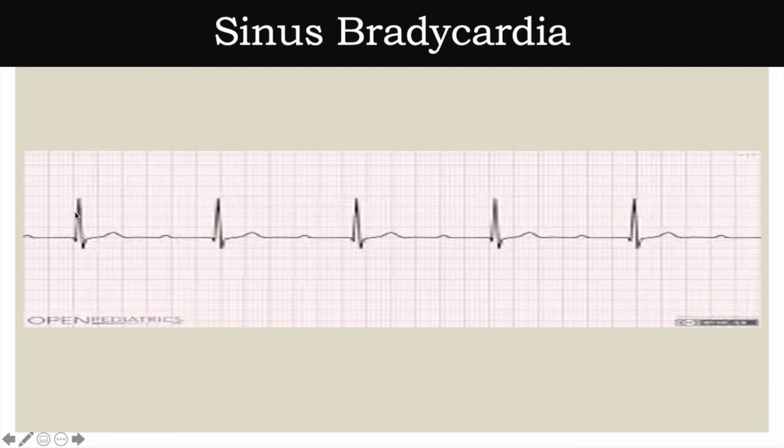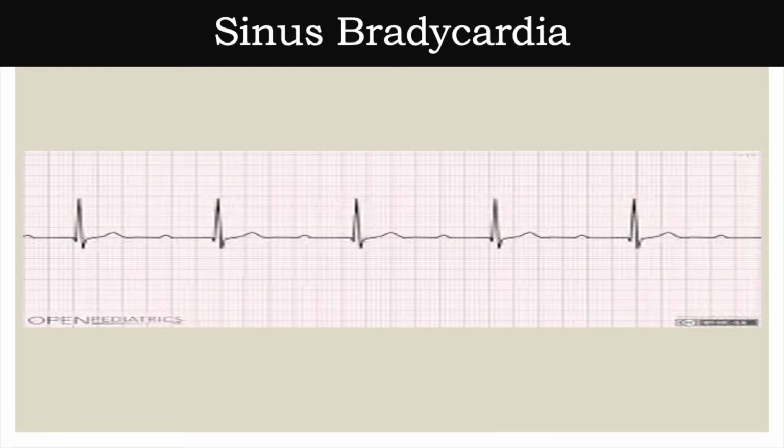So in this strip, we only have 1, 2, 3, 4, 5. So this is 50 beats per minute. Heart rate is below 60, but everything else is normal. The reason for this could be that it's normal for the patient. So just because a patient has a heart rate of 50 and sinus brady doesn't mean that you have to go crazy and the patient's going to die.